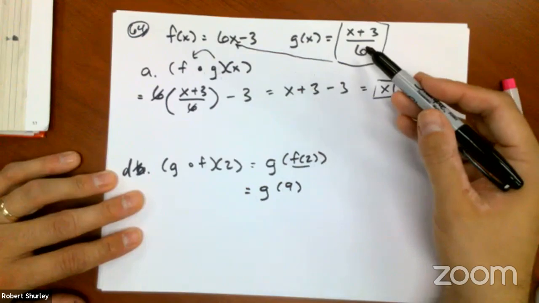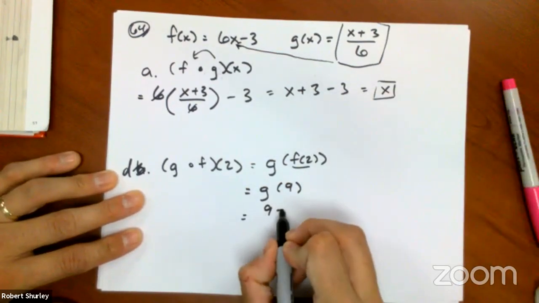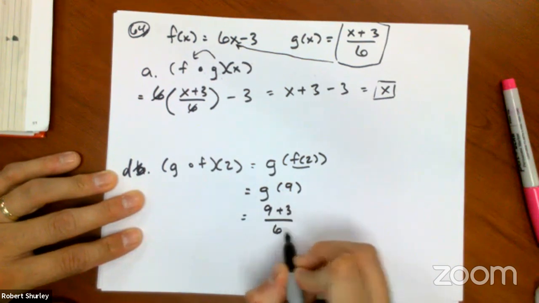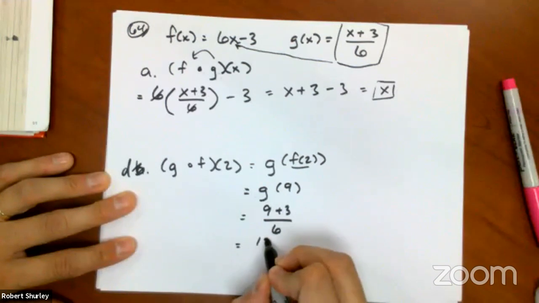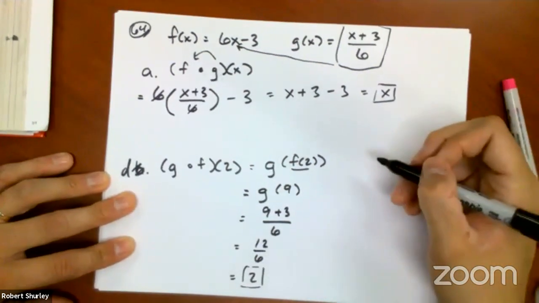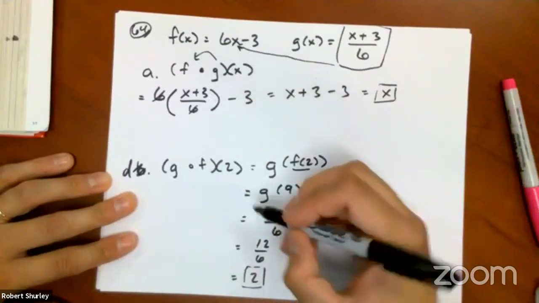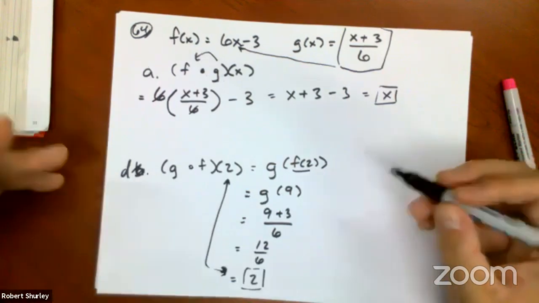And then I've got to go to the G equation and plug in 9. If I plug in 9, I wind up with 9 plus 3 over 6, which is 12 over 6, which winds up being 2. For this example, it's not a coincidence that these two are equal to each other, and we'll go over that more.